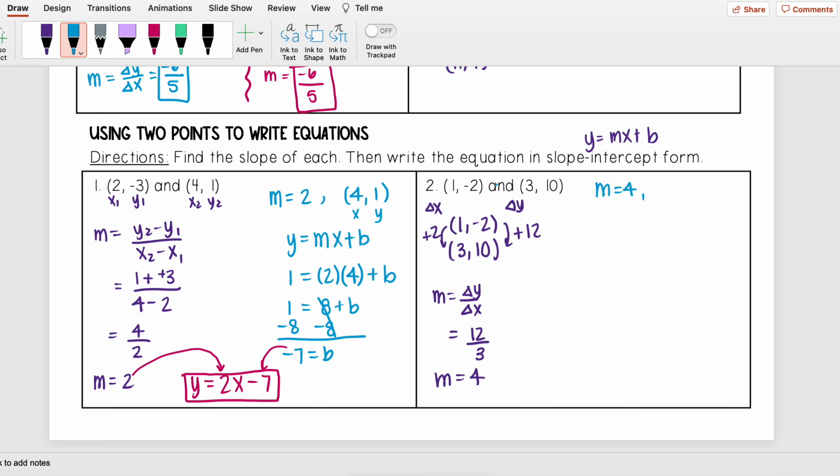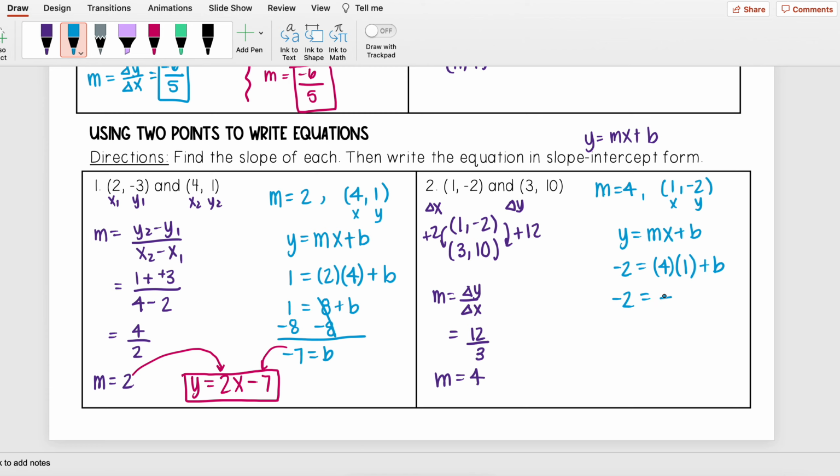Now I can choose either one of these points. It doesn't matter which one you choose, you'll get the right answer at the end. I'm just going to go ahead and go with my first one. So that means that my x is going to be 1 and y is -2. And then now I need to plug all that information into my formula here. So my y, I see that's -2, is equal to m, which is 4, times x, which is 1, plus b.